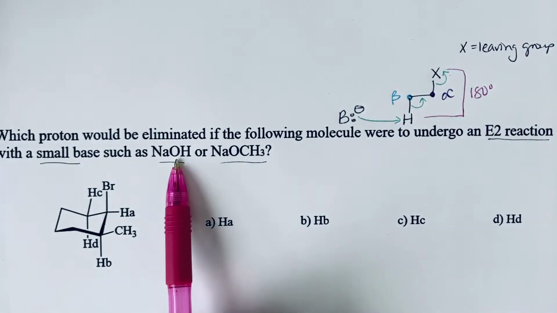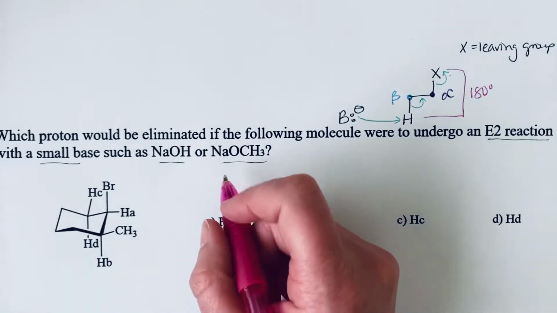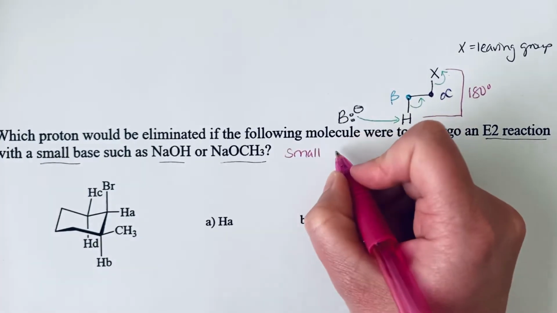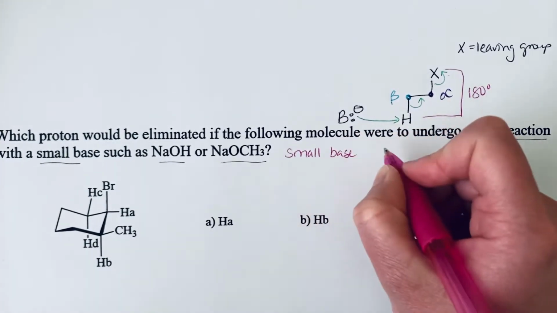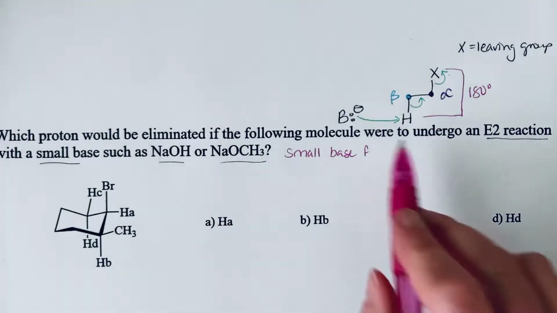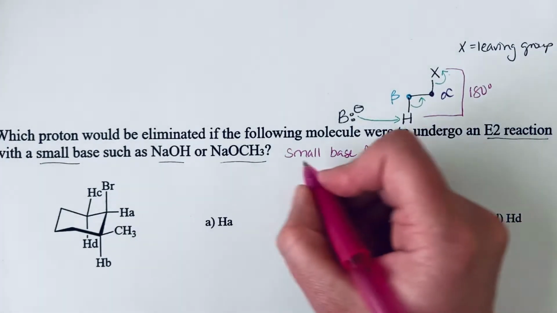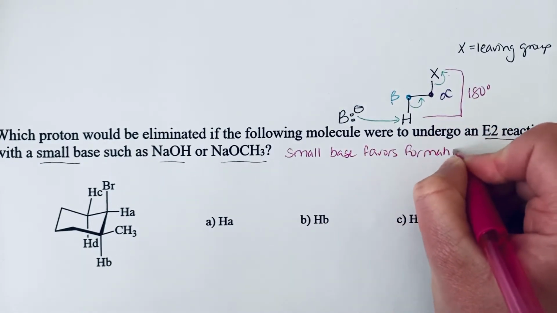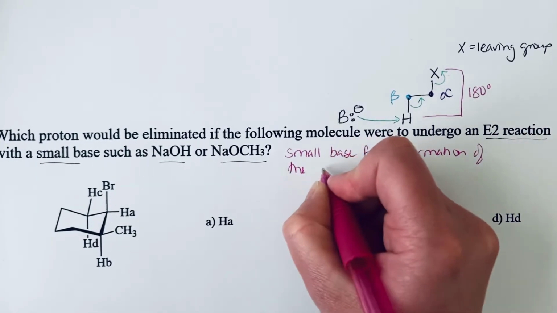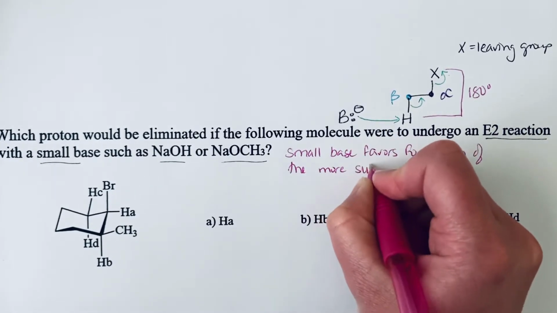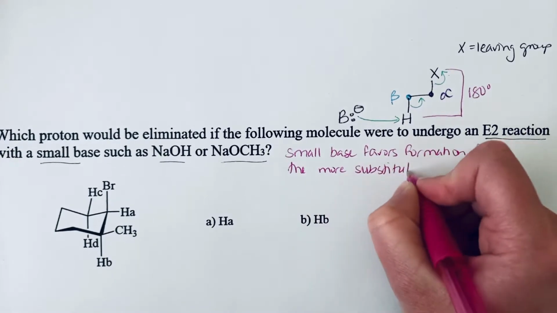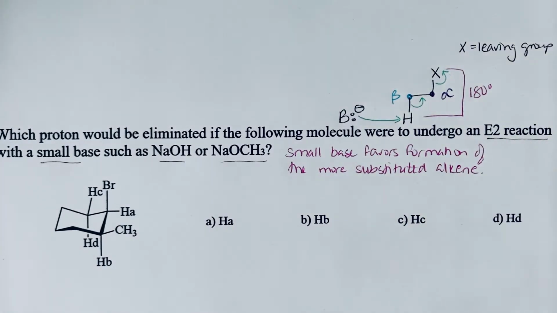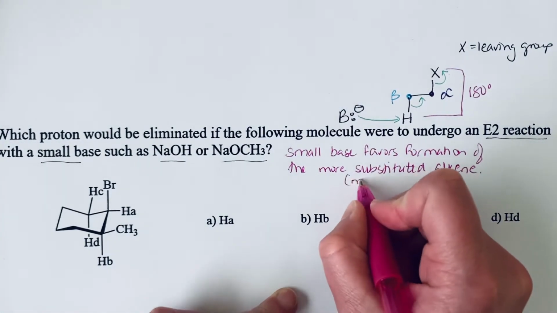We're being told that we have a small base. The significance of that is that a small base would favor forming the more substituted alkene, if it's possible. The if portion depends on this constraint of 180 degrees. A small base favors the formation of the more substituted alkene, and that is because the more substituted the alkene is, the more stable it is.